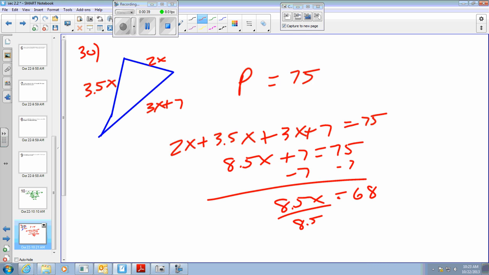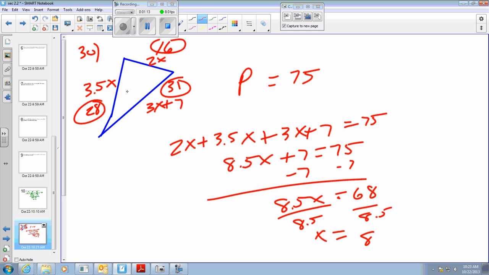Divide by 8.5, divide by 8.5. I get x is equal to 8. So if x is equal to 8, we know that this side length here will be 16. This side length here will be 28. And this side length will be 31. Those are the side lengths that we are looking for.